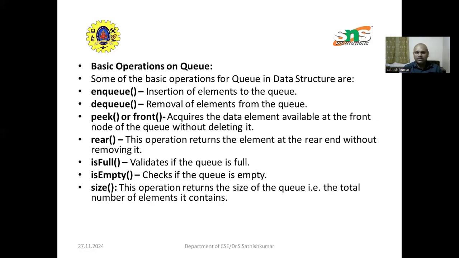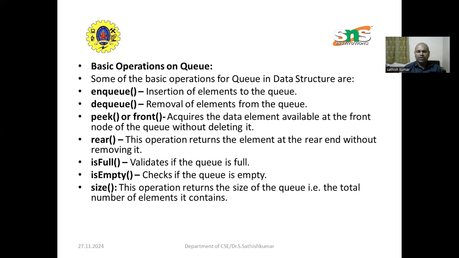So, the basic operations on a queue. One is NQ, another is DQ, another is peek or front, another is rear, another is full, another is empty, and size. So these are the basic operations on a queue. The first one is NQ, where we insert an element into the queue. DQ is the removal of an element from the queue.